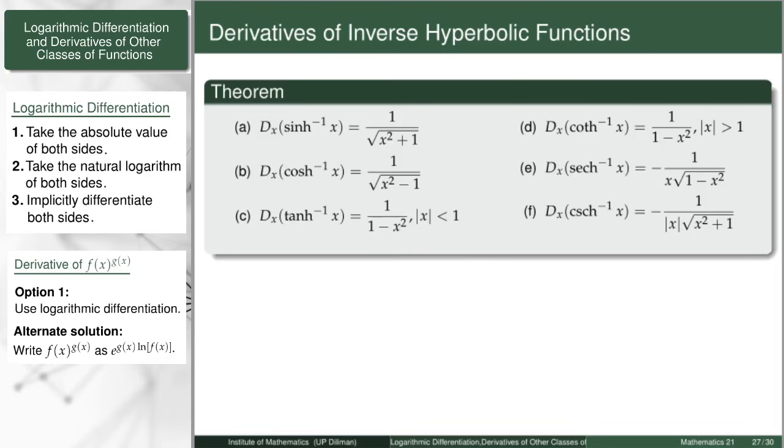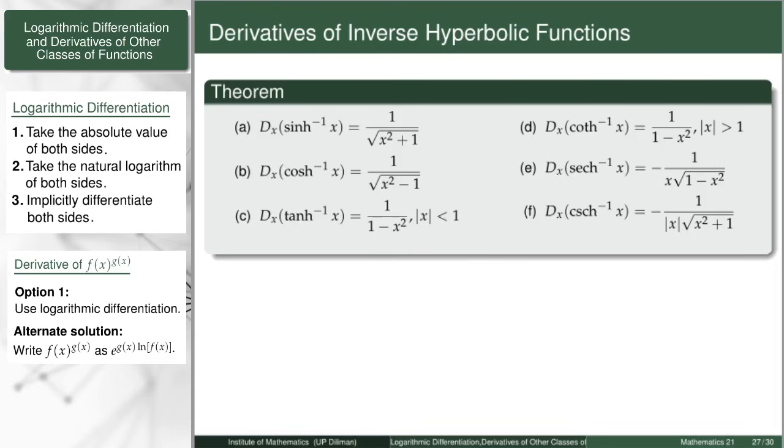For cosh inverse, I'll have the square root of x squared minus 1. For hyperbolic tanh inverse and coth inverse, they have exactly the same derivative, 1 over 1 minus x squared, but they have different domains. For tanh inverse, that's for the case when the absolute value of x is less than 1, and coth inverse for the case when the absolute value of x is greater than 1.